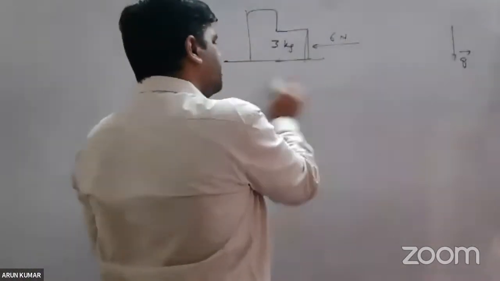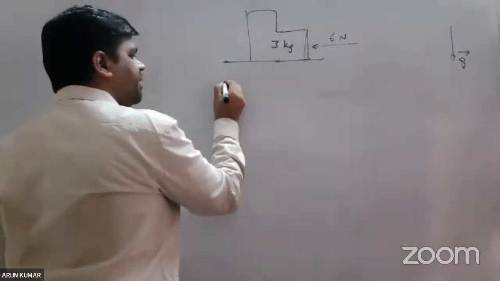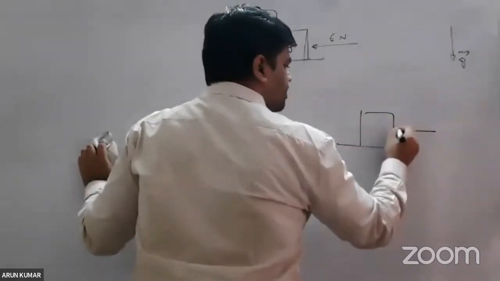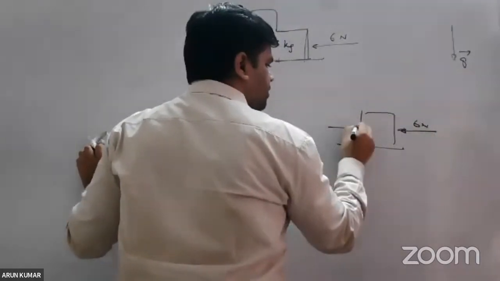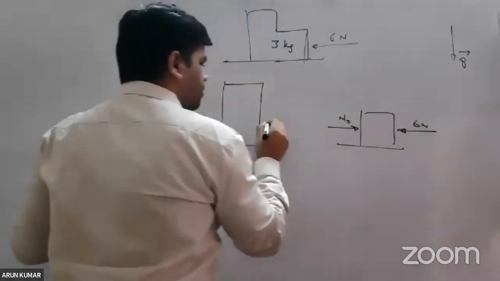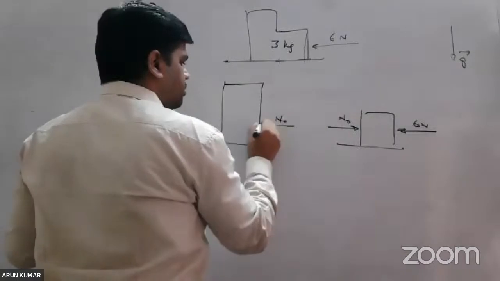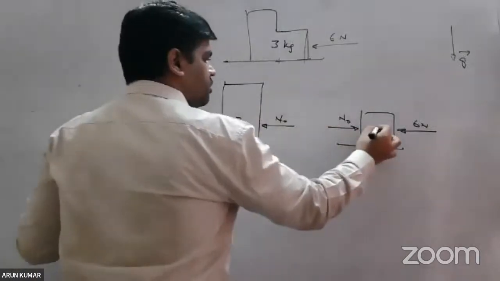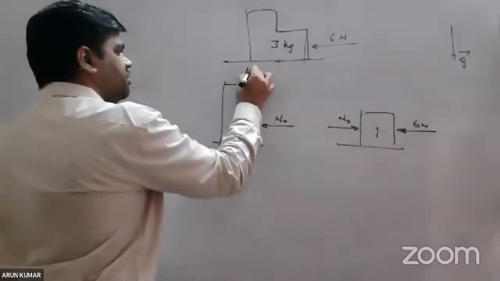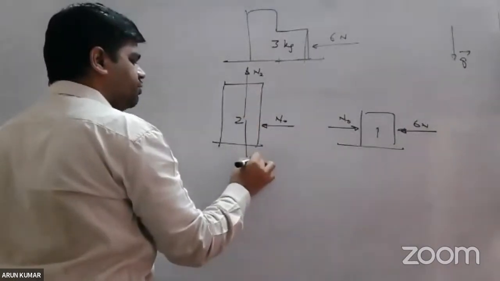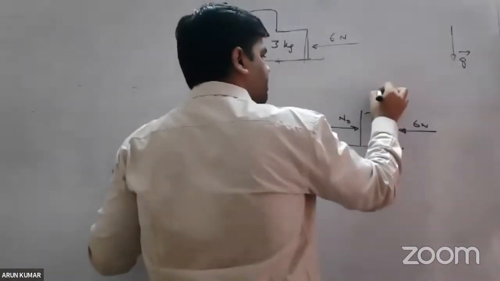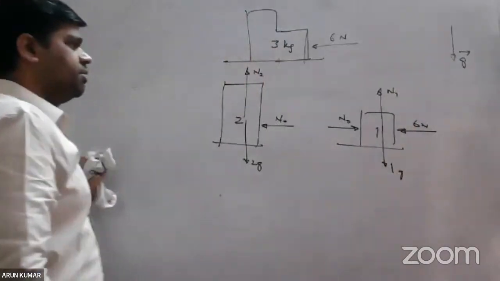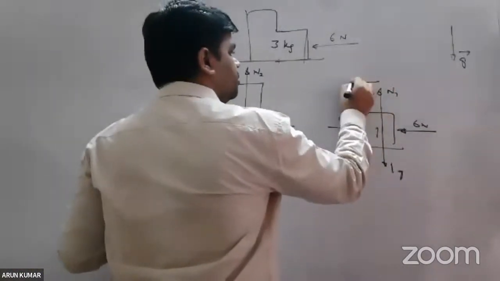Good. Now what is the normal reaction I have to find out? So for that, what will I do? I'll draw the FBD. So this is the 3 kg block. This is the 2 kg block. This is 6 Newton. This is the normal reaction between them. Vertical is N2, downward is 2g. Vertical is N1, downward is 1g. What is the acceleration now? 2 this way.